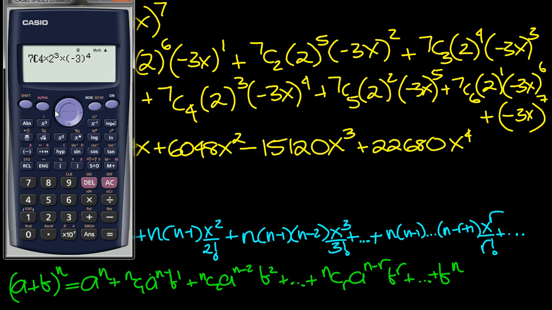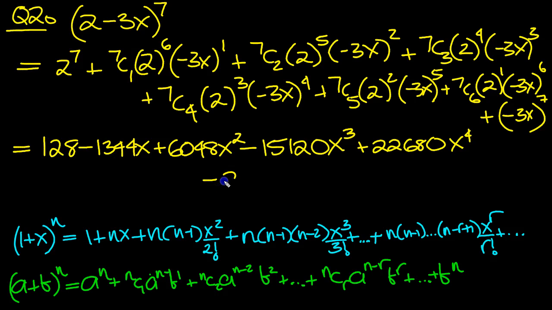So it would be minus 3 now to the power 5. And then the 2, as you can see, will be 2 squared. So change the 3 to a 2, and it's 7c5, so change that to a 5. That's what we've got. Minus 20412, and that was x to the power 5.